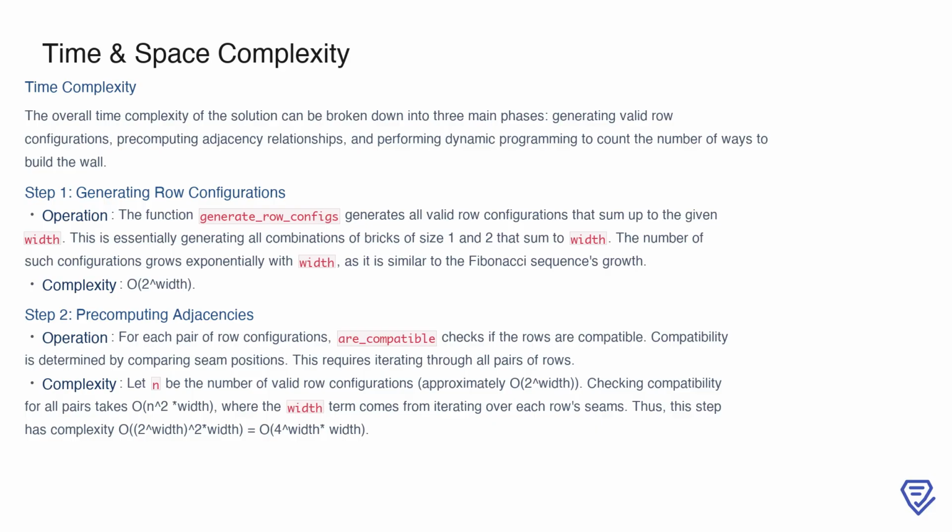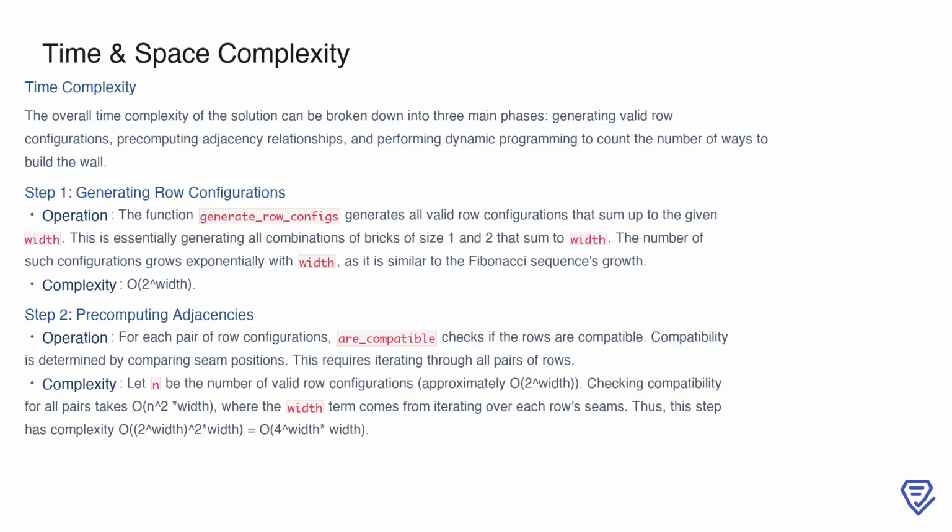The time complexity of our solution can be understood by breaking it into 3 major phases: generating valid row configurations, pre-computing adjacency relationships, and using dynamic programming to count the number of ways to build the wall. First, in the phase of generating row configurations, the generate_row_configs function determines all possible ways to construct a row of the given width using bricks of sizes 1 and 2. This process is analogous to finding combinations of numbers that sum to the width, which grows exponentially with the width, similar to the Fibonacci sequence. Therefore, this step has a time complexity of O(2^width).